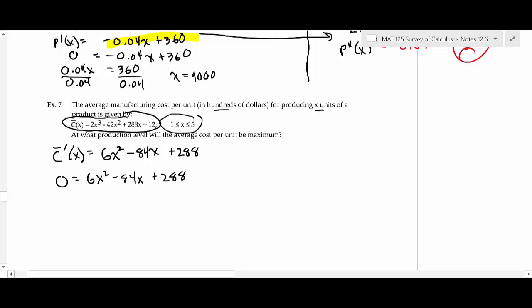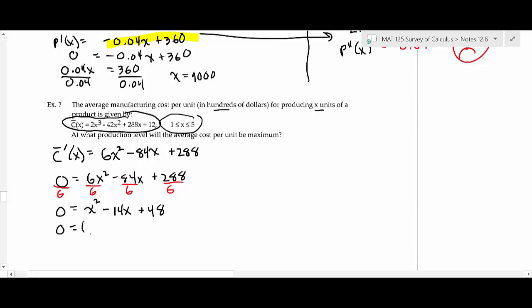What would be a good thing to do next? See if it divides by anything, because it makes it easier. It may or may not factor. Let's see if everything divides by 6. I think it does, doesn't it? Yeah. Which makes it nice, and it may factor. Sometimes they're just designed to factor to make it a little easier. So let's divide everything by 6. When you do that, you'll have 0 equals x squared minus 14x plus 48. That factors, which is good.